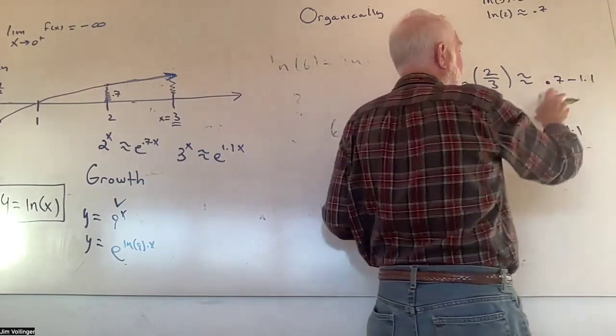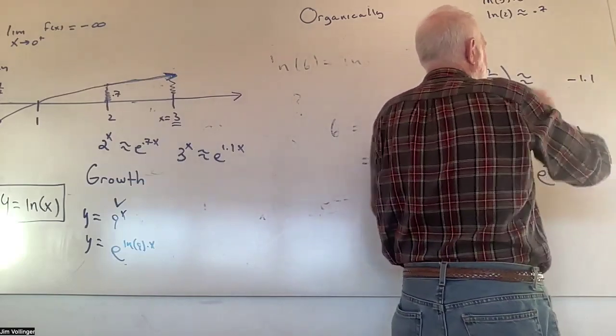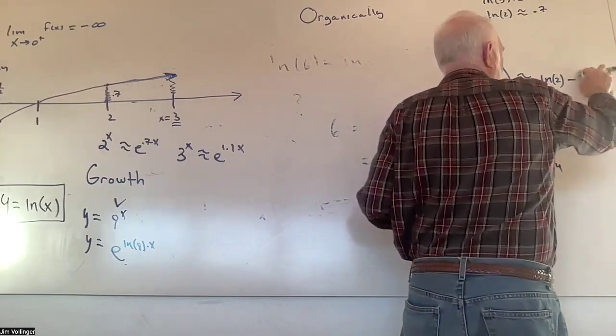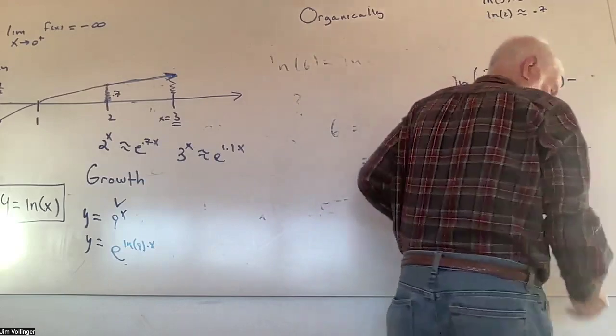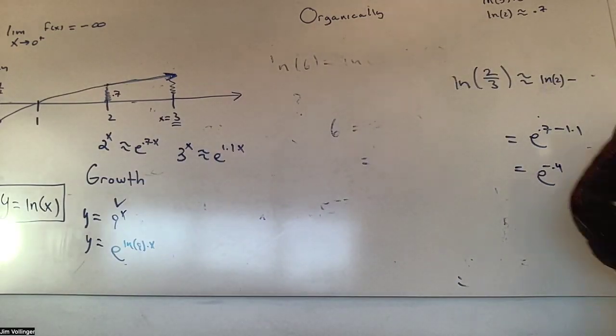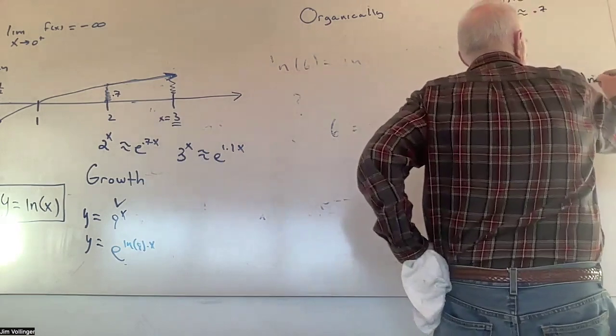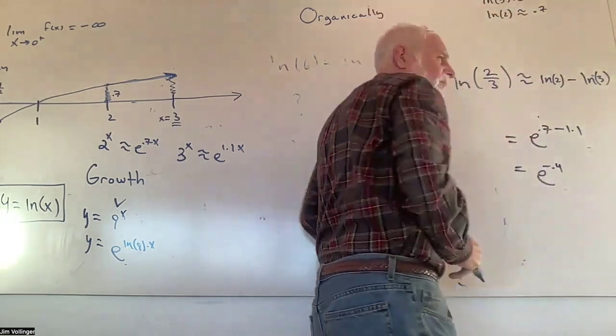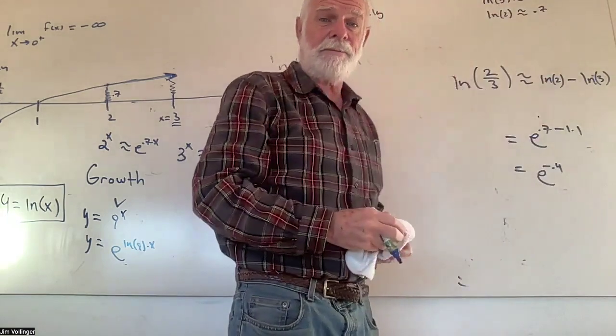And 0.7 is the ln of 2. Minus 1.1, the ln of 3. Oops, lost the marker. There we go. All right, so division implies subtraction. We have the same base.